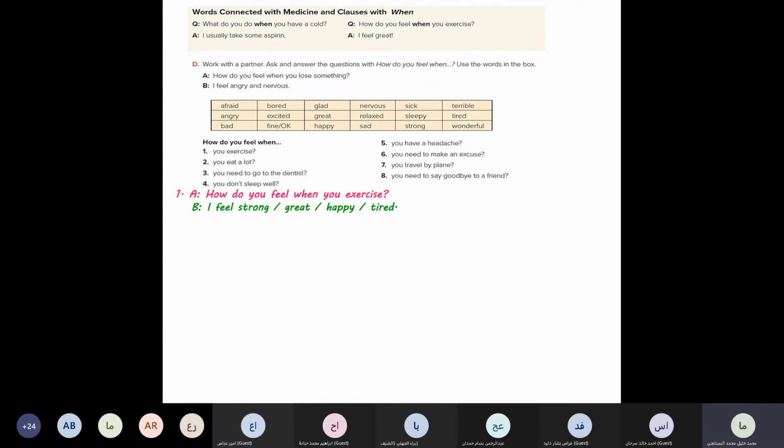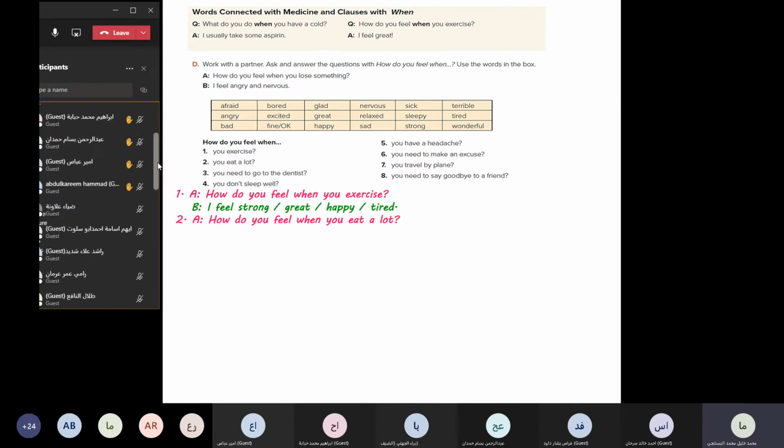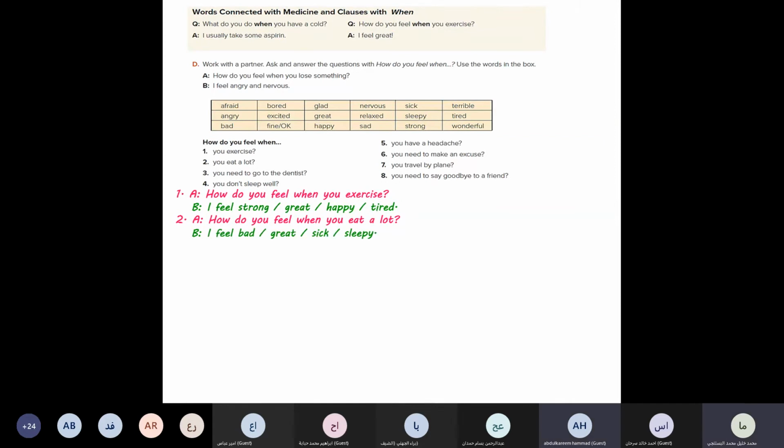Good. How do you feel when you eat a lot? Yes. How do you feel when you eat a lot? I feel dizzy. Good. Yes, I feel this. That's up to you. I feel good. I feel bad. I feel great. I feel sick, etc.